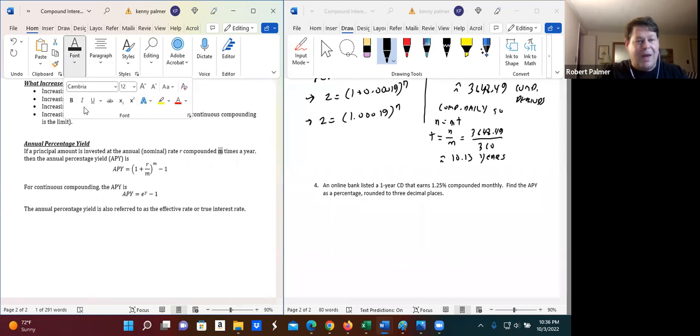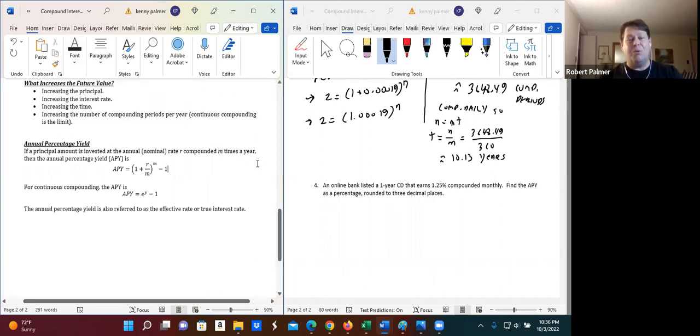So this is what's called the annual percentage yield. What this is useful for is comparing different rates, because sometimes there are different yields. Yield is how much you're going to get per year. Annual percentage yield, annual meaning per year. So it's a good way of comparing different rates across different compounding periods.